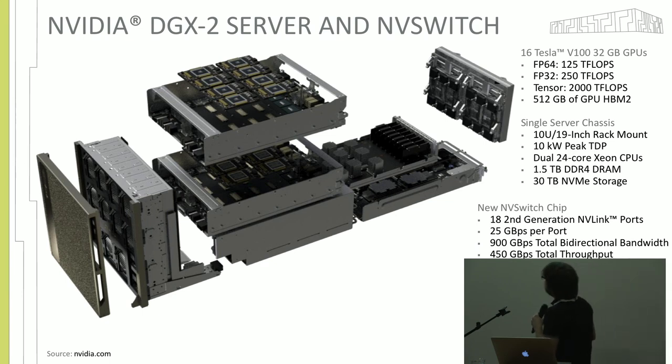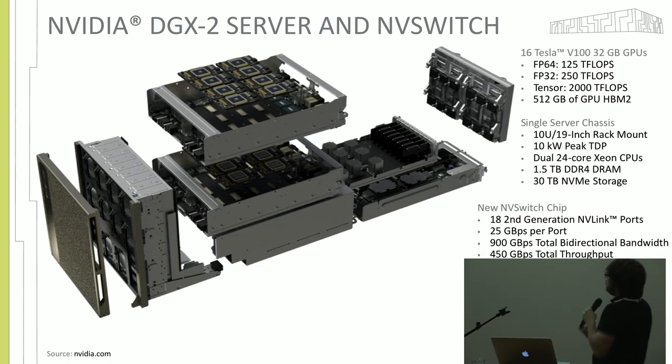It's the generation before that, which has been developed specifically for machine learning and for high-performance computing. But the server itself has 16 GPUs. It's the Tesla V100. Each GPU has 32 gigabytes of HBM memory, which is high bandwidth memory, and the throughput to the memory is close to 1 terabyte per second for each GPU.